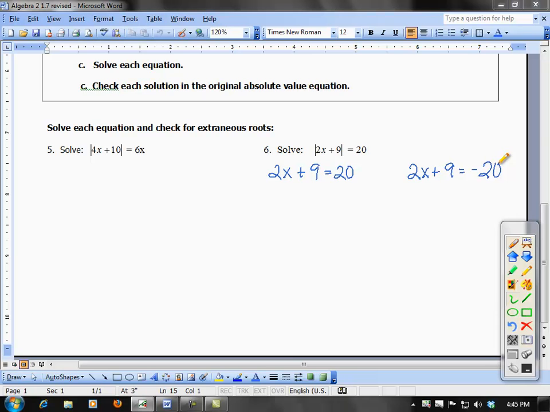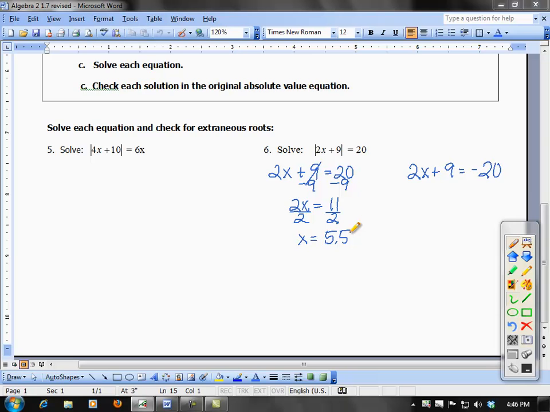Now, let's solve. If I subtract 9, 2x equals 11. If I divide by 2, I'm actually going to make this a decimal just because I need to know where in the world that is. Let's get my math right. Sorry, guys. You're probably looking at me going, really, Miss Spanik? Okay, 5.5.